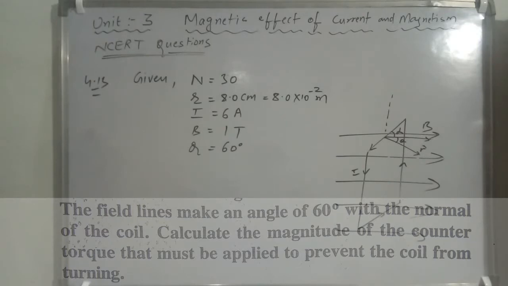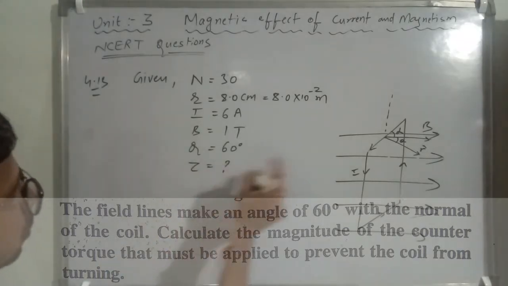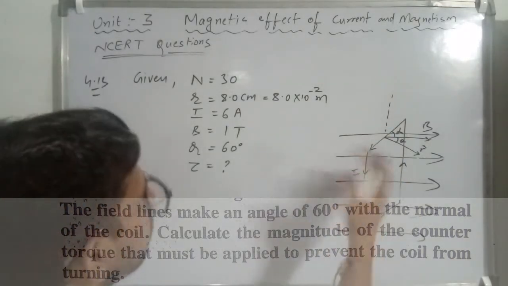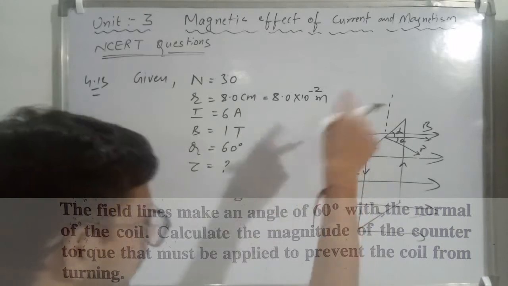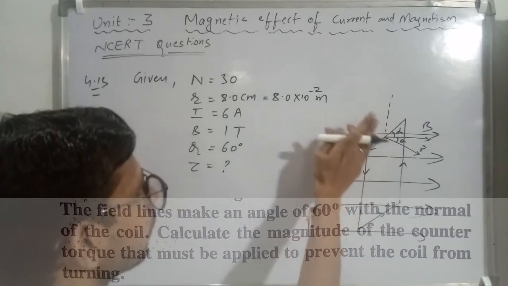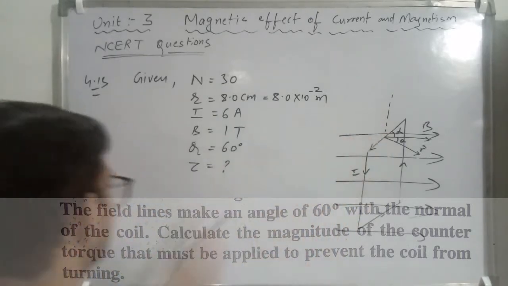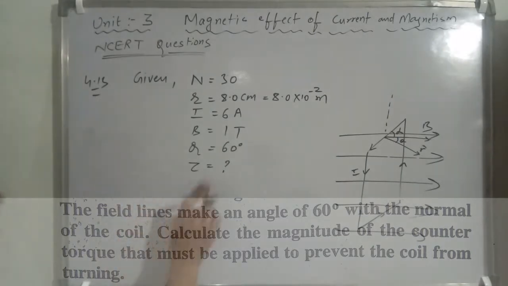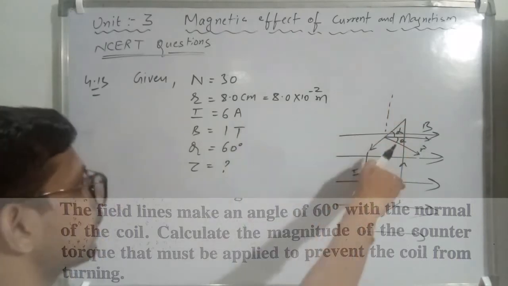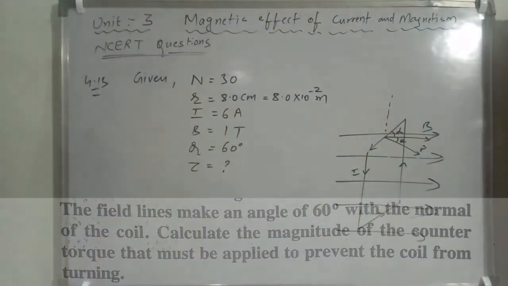Now what is the question? Calculate the magnitude of the counter torque that must be applied to prevent the coil from turning. You have to calculate the torque on the rectangular coil. The same torque will be developed, and the same torque you have to counter to keep it in the same orientation at the same position. So indirectly we have to calculate the torque on the rectangular coil having current I in the magnetic field B, which is uniform.